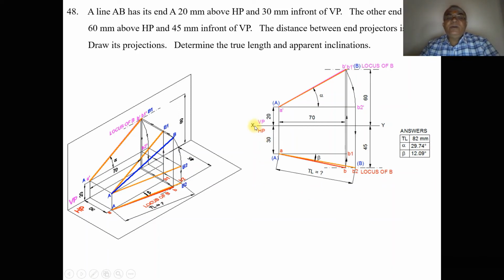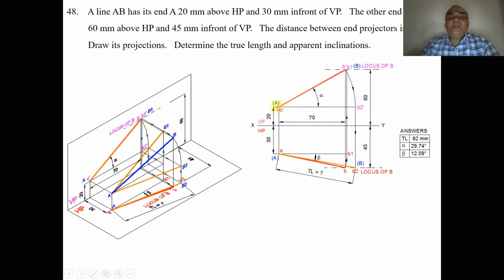So first we are going to draw the XY line and you mark VP and HP. As we know that the point is 20 mm above HP, from the XY line you measure 20 mm above and draw a horizontal projector. Similarly, from the XY line you take 30 mm in front of VP, so you take 30 mm below the XY line and draw a horizontal line. It must be a thin line.